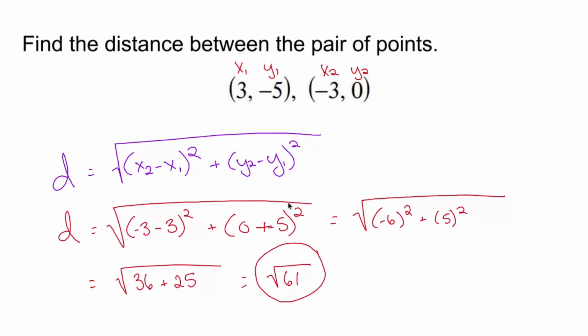I'm going to think, can I make a factor tree out of 61? No, 61 doesn't turn into anything, so I'm going to leave it like that because this is the square root section. So that's my answer.